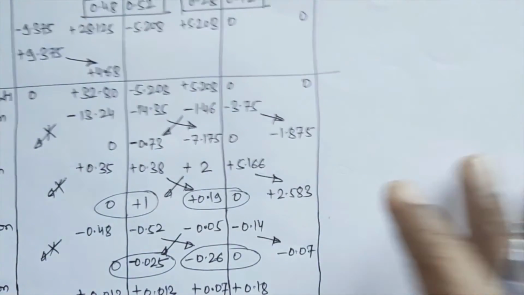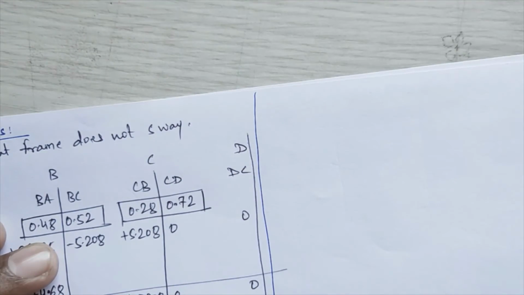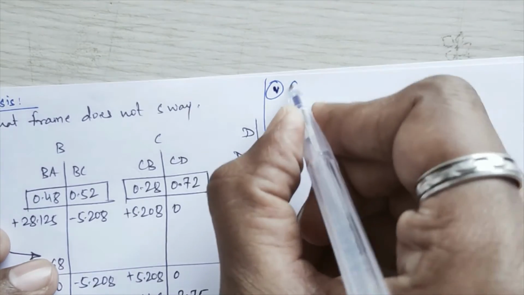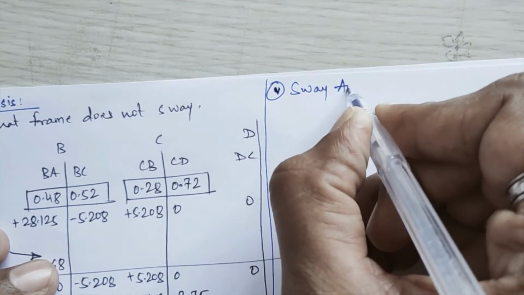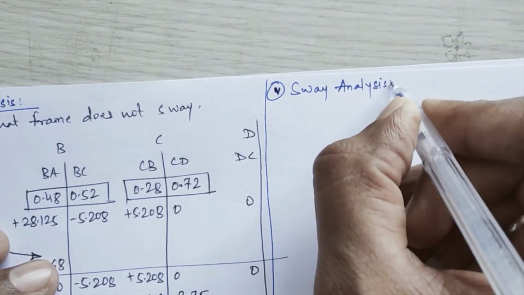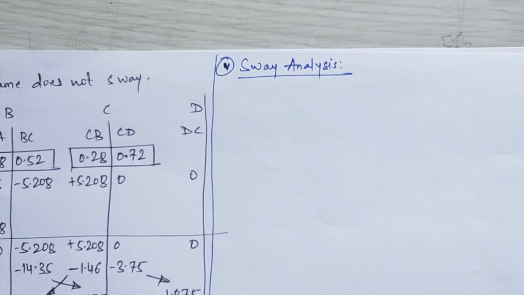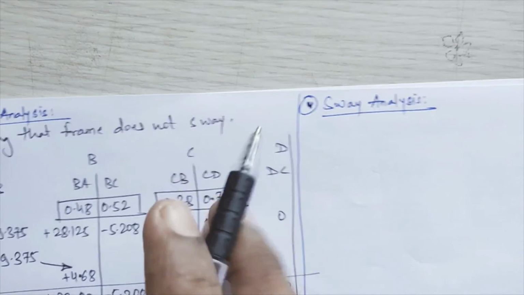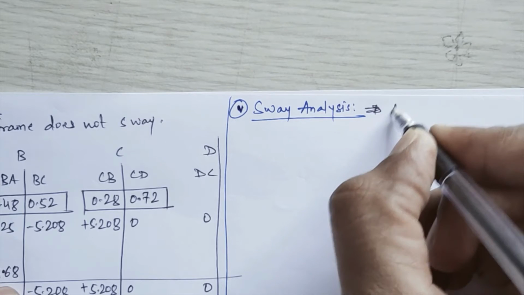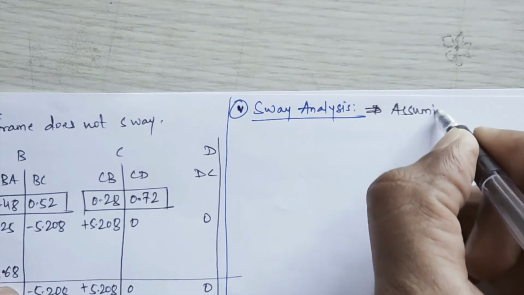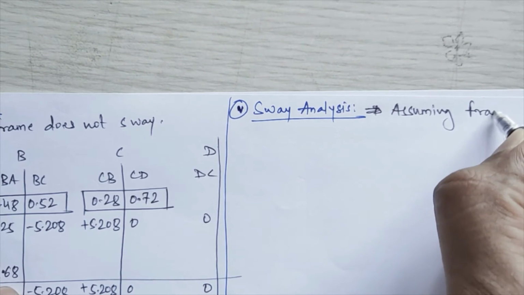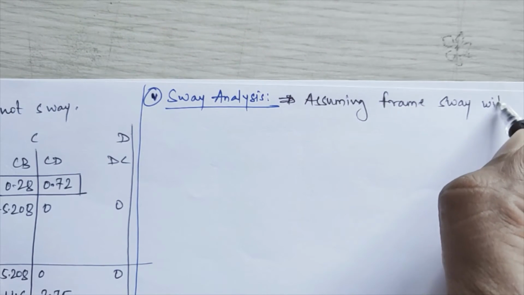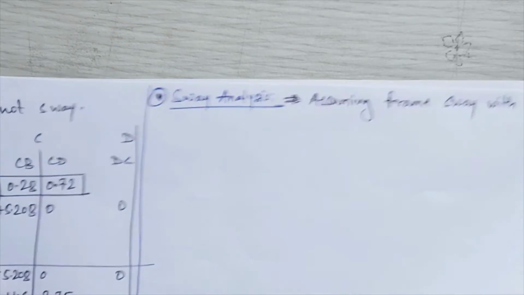Now we'll proceed to your next step, that is step number 5. Step number 5 will be your sway analysis. In non-sway analysis, what you have done, we assumed that the frame is not swaying. Here we'll assume that your frame sways now. Assuming frame sway with displacement delta.